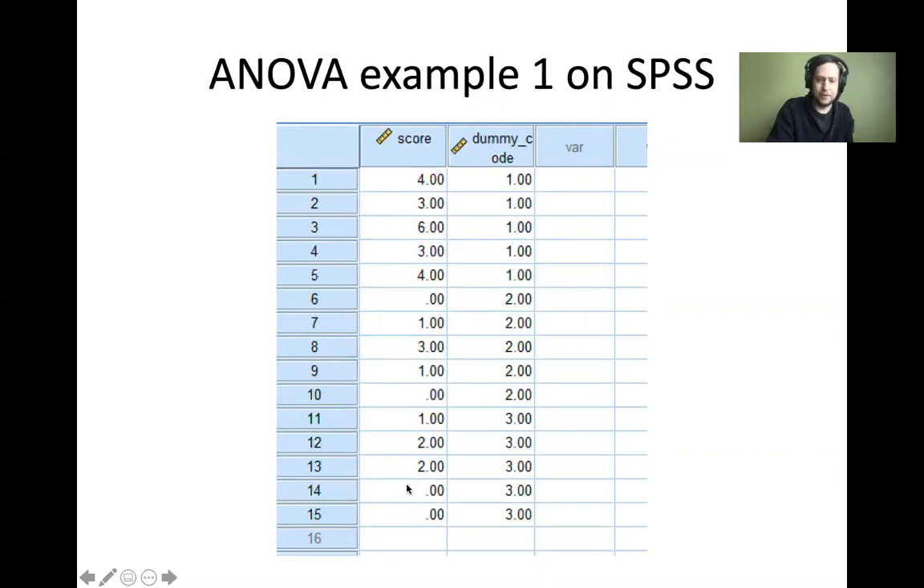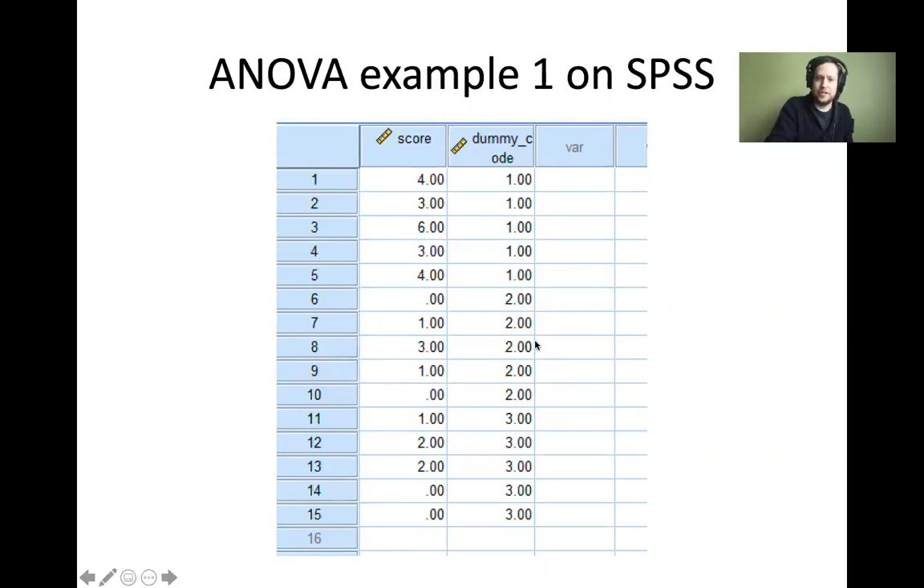And then the bottom 5 scores here are the handheld condition, I believe it is, the third condition right here. I've dummy coded it 1, 2, and 3. This is basically set up the exact same way as an independent samples t-test. The only difference is an independent samples t-test will always just have a 1 and a 2.